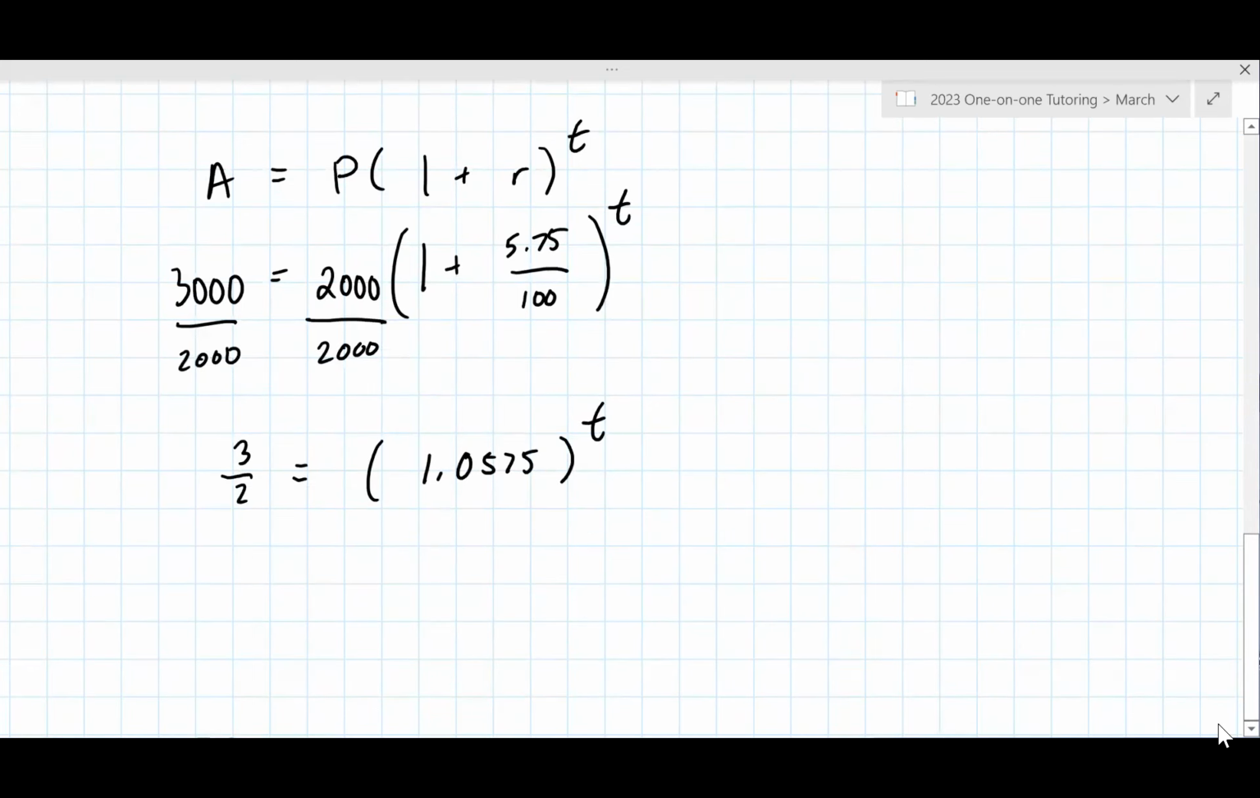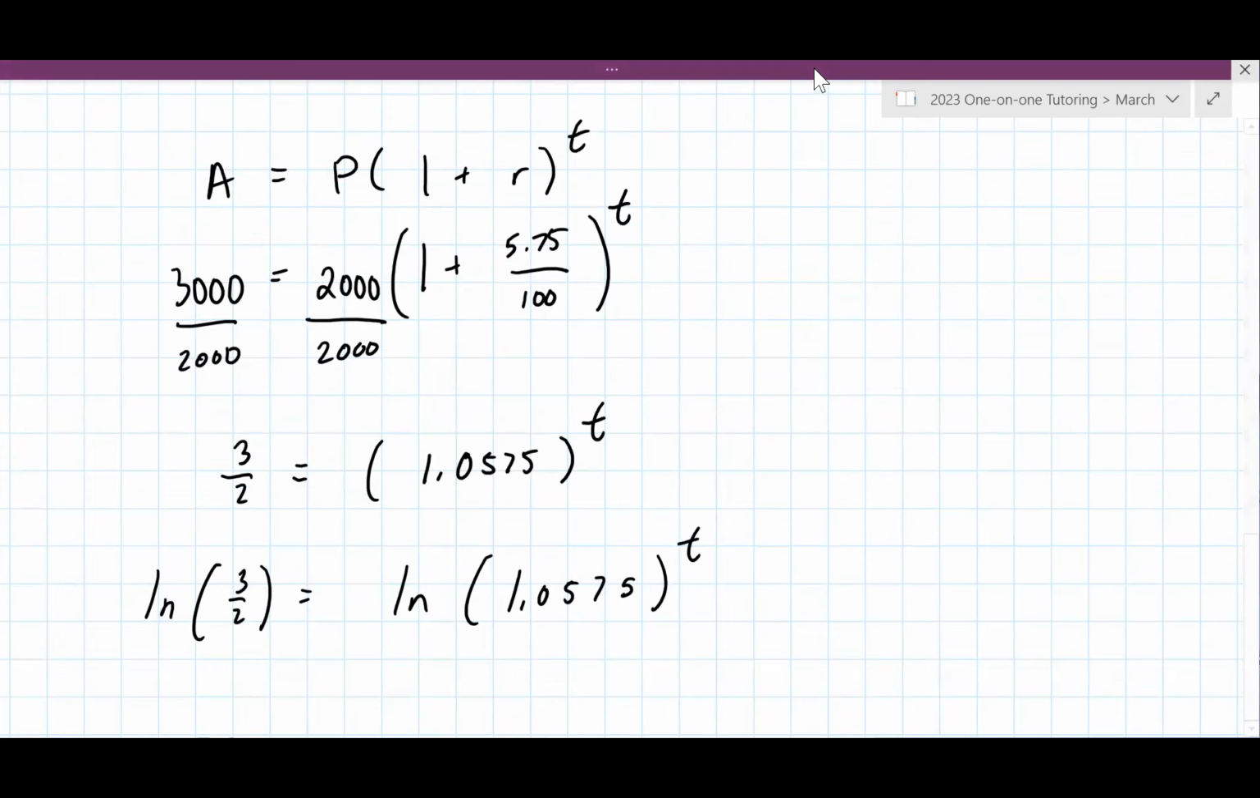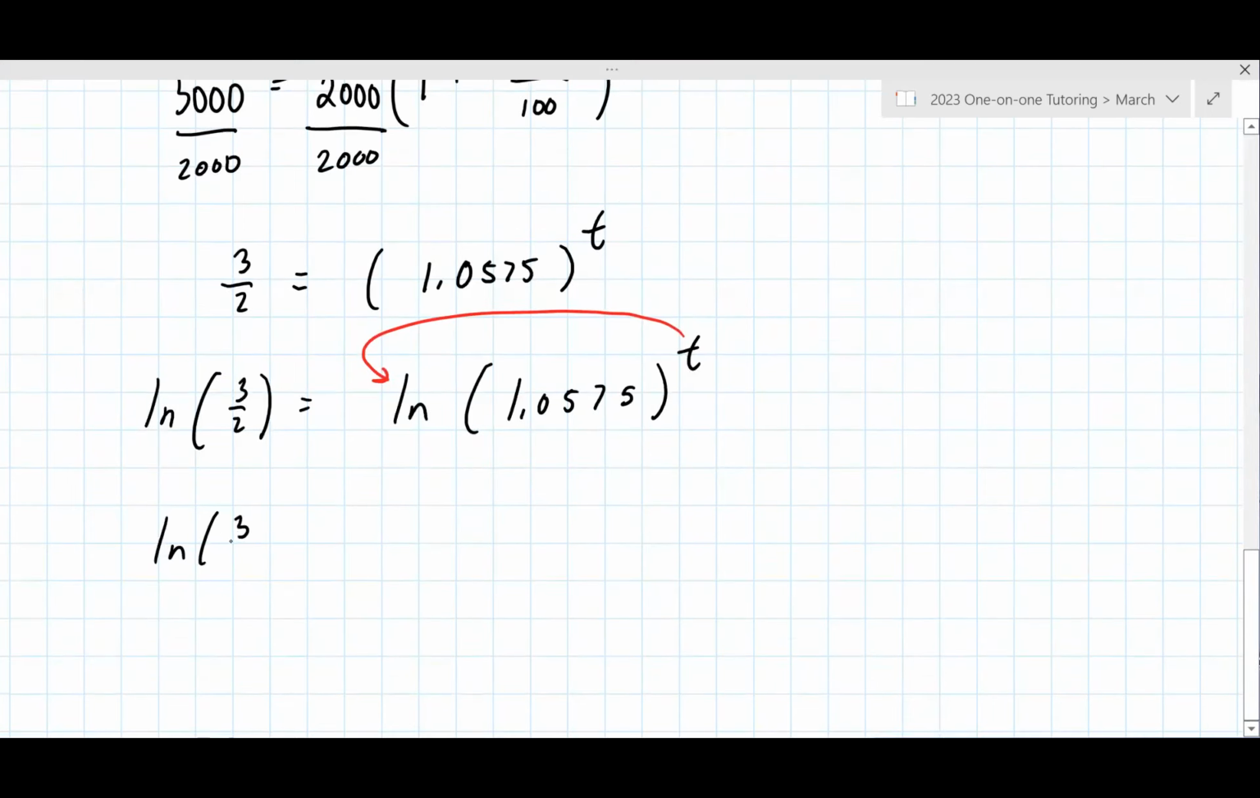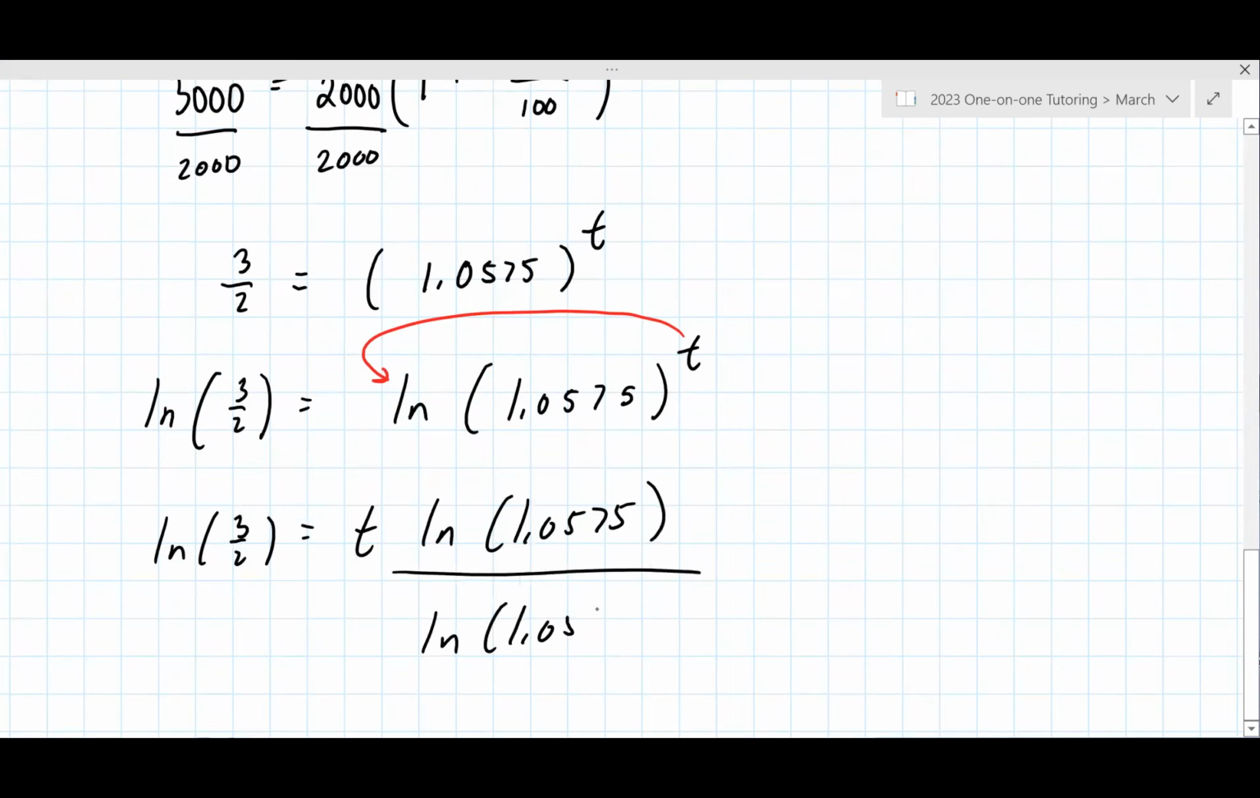This is now where you're going to use logarithms. So we're going to use natural log in this problem. Natural log of 3/2 equals natural log of 1.0575 to the power of t. There's a property of logarithms that allows this t to come out in front. Very important to do that. Natural log of 3/2 equals t times natural log 1.0575. You're going to divide both sides by the natural log of 1.0575.